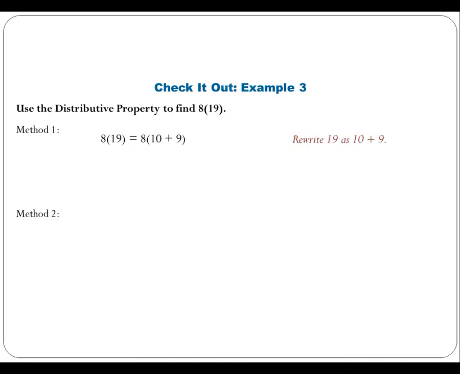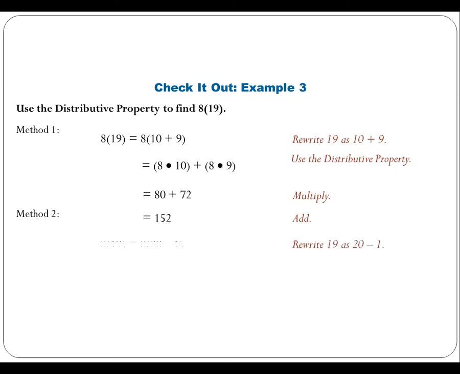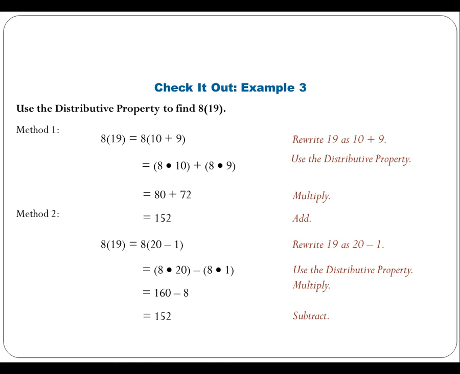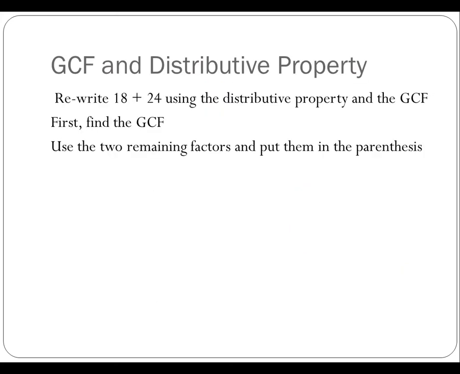So this is exactly what we just did. We used the distributive property, then we multiplied, then we added. Good. 152. And then there's a method 2 of doing a difference, a subtraction. But it's just showing you that it will get the same thing. The GCF and distributive property.